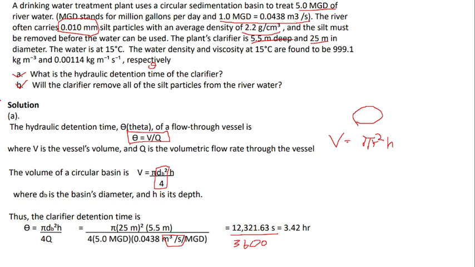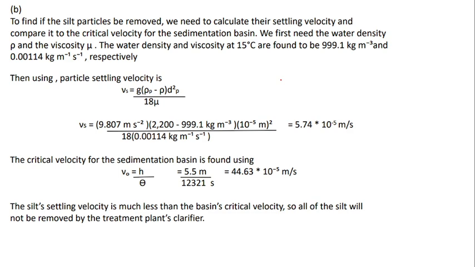The second part, the question is, will the clarifier remove all of the silt particles from river water? To answer this question, you need to find the critical velocity. So you need to find the critical velocity of the basin and you have to compare it with the settling velocity of the particle. Okay, so you need to find these two things.